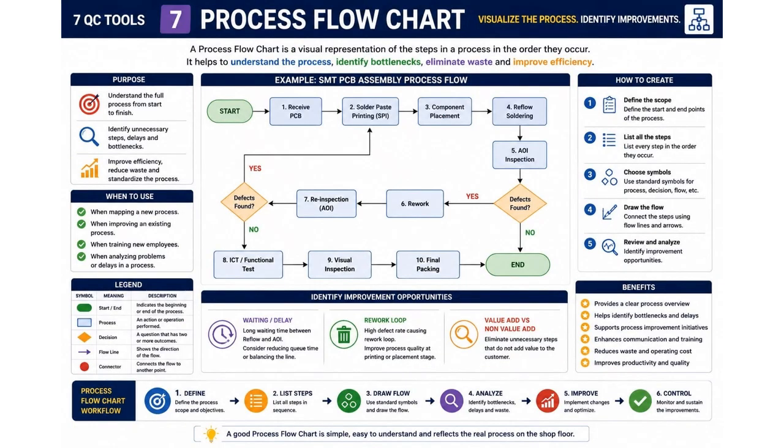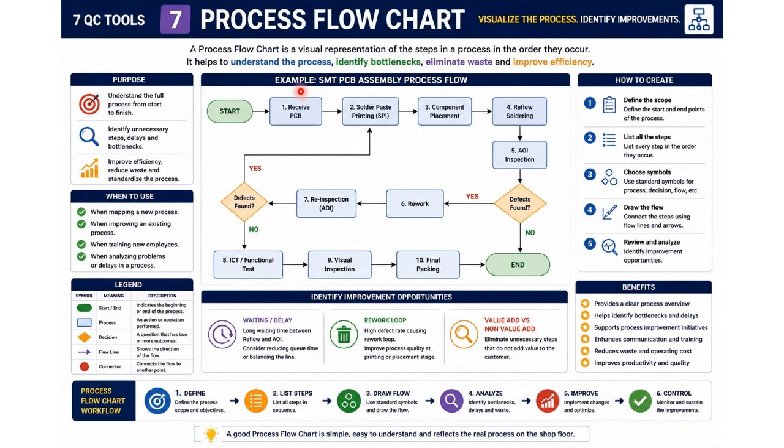Understand the seventh of the 7 QC tools, the process flowchart. A process flowchart is a visual representation of every step in a process from start to finish. It helps us understand how a process works, identify bottlenecks, eliminate waste, and improve overall efficiency.